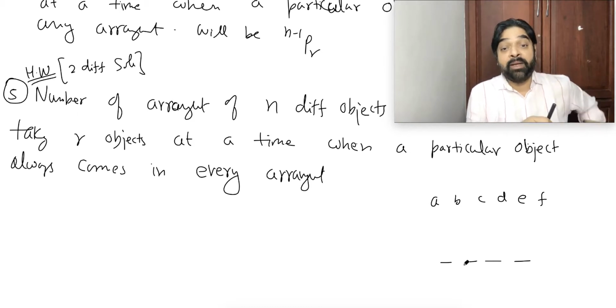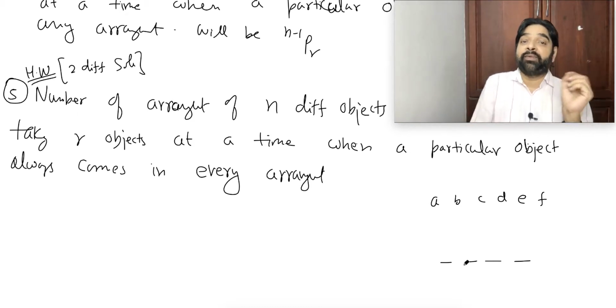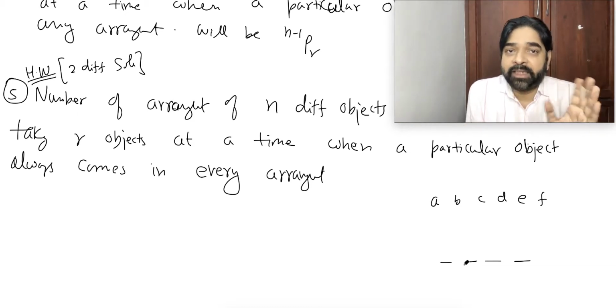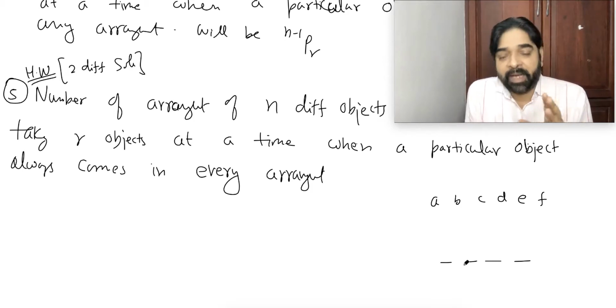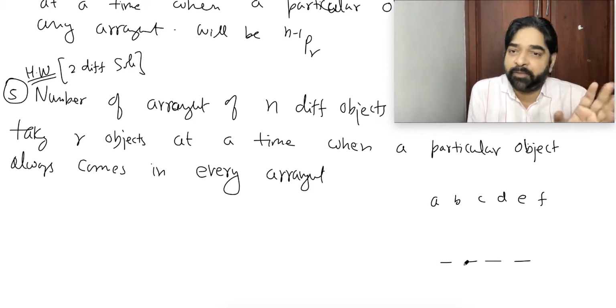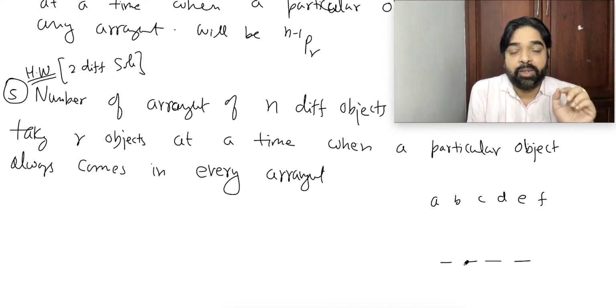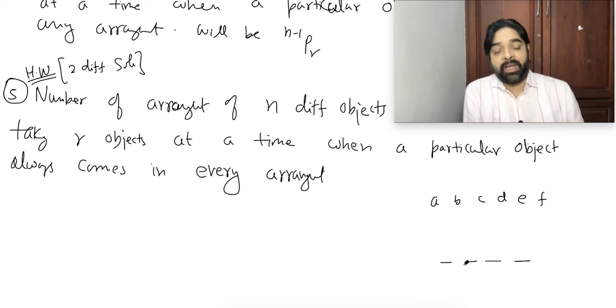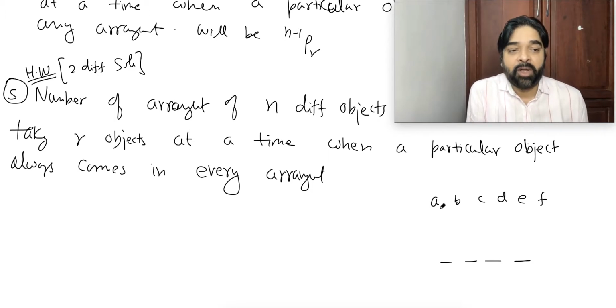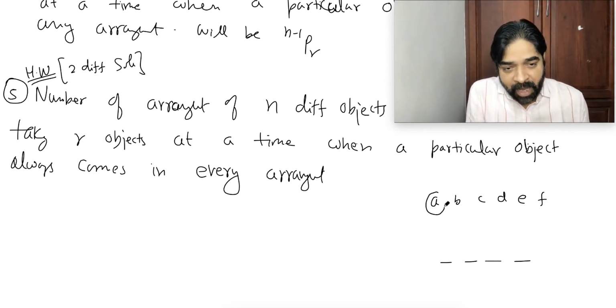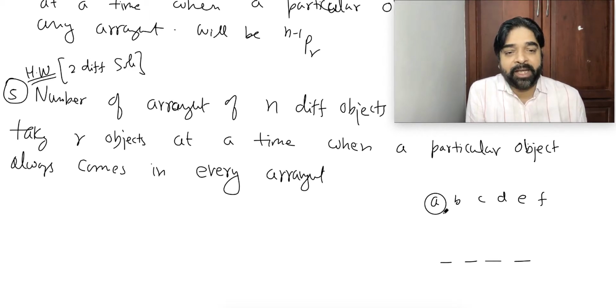Because this time when I say that A should be there in every arrangement, I am not saying that it should start with A. A may come in first place, may be second, may be third, may be fourth, anywhere. So this is the restriction on a particular object, not on a place. When A has to come in every arrangement, what I will suggest is, I will tell A, go and take your chair.